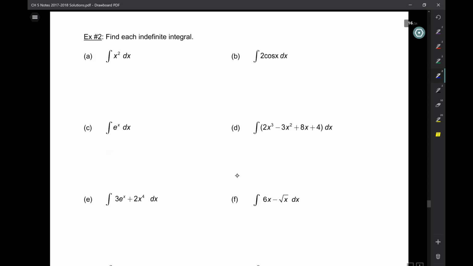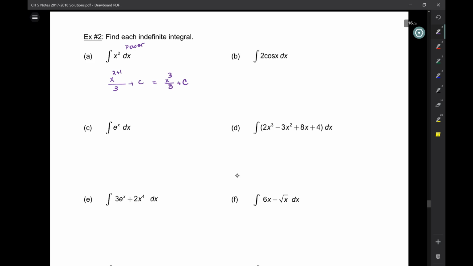So let's do this one. We need to take the integral of x squared dx. This is a power rule. So it's going to be x to the power of 2 plus 1, which is 3, divided by 3, plus c. That's it. So that's going to be x cubed over 3 plus c.